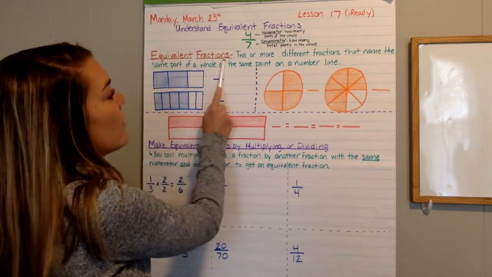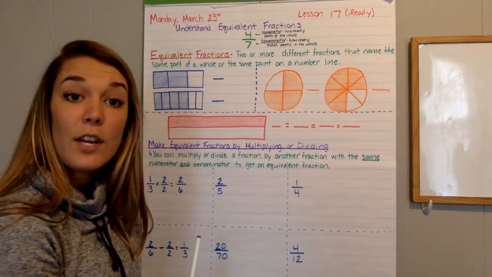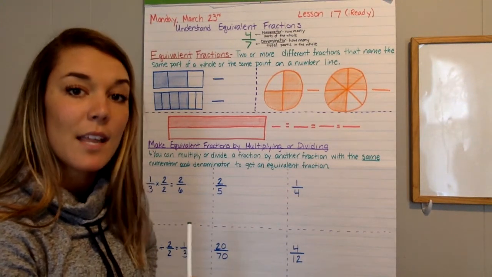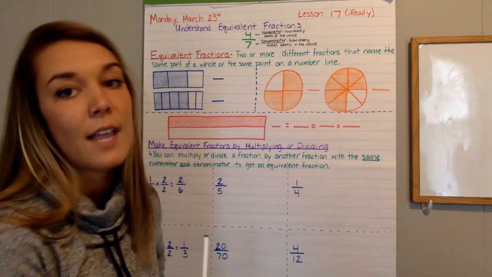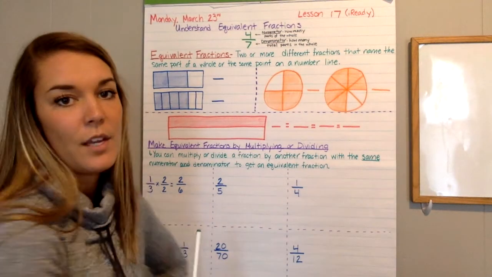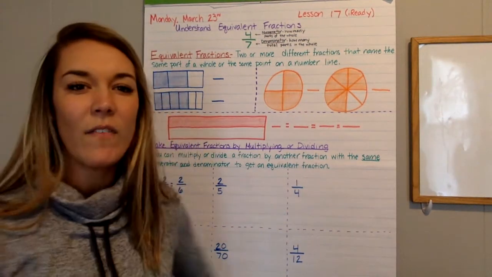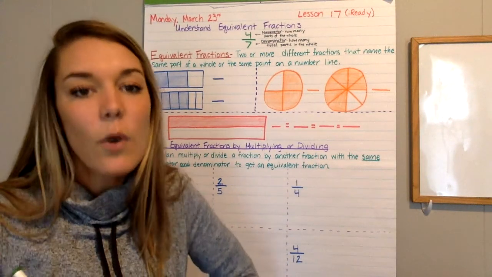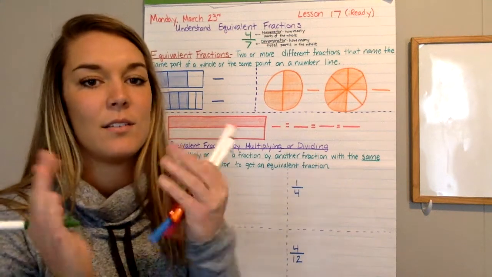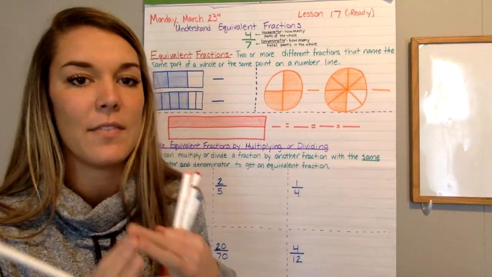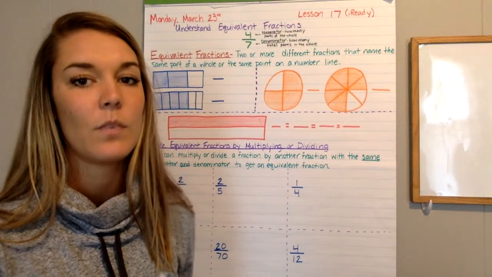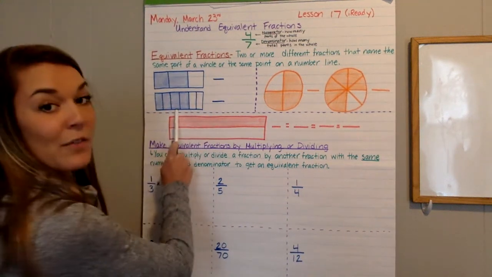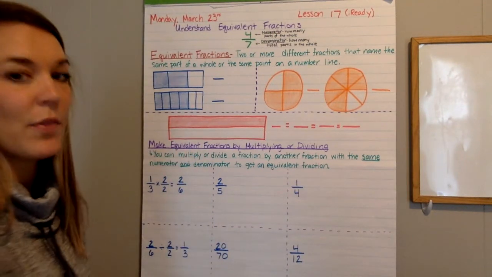So to move on to equivalent fractions, the definition of this term is 2 or more different fractions that name the same part of a whole or the same point on a number line. So in that word equivalent, we probably hear the word equal, right? So equivalent fractions means 2 or more fractions that mean the same thing, okay? So I'm going to show you a little bit about that. Right here, I have some equivalent fractions. Let's figure out what they are.